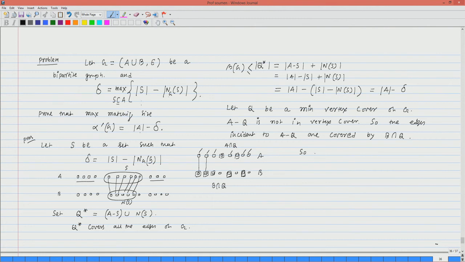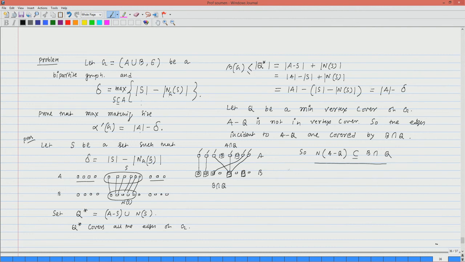So, the neighbor of A minus Q, slightly complicated problem, but you should be able to understand that all the neighbors of A minus Q must be a subset of B intersection Q, because whatever edges are coming from A minus Q, they are covered by B intersection Q. This is a very good observation, and from there the result will follow now.